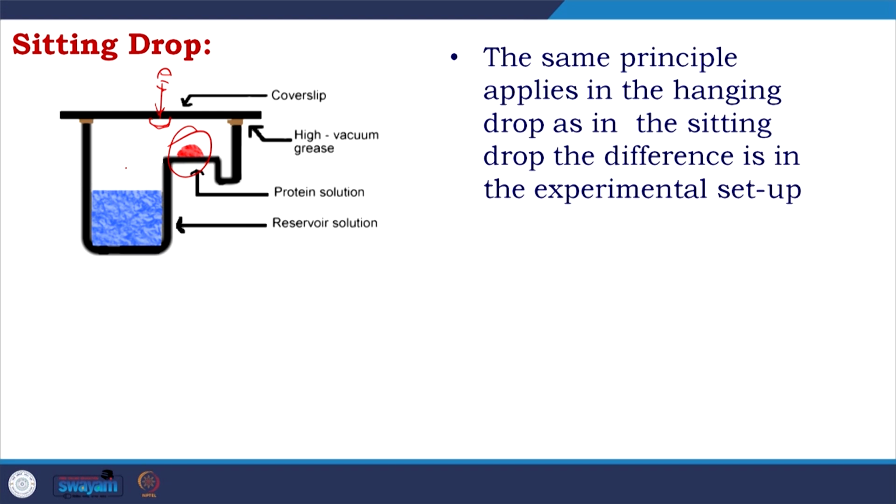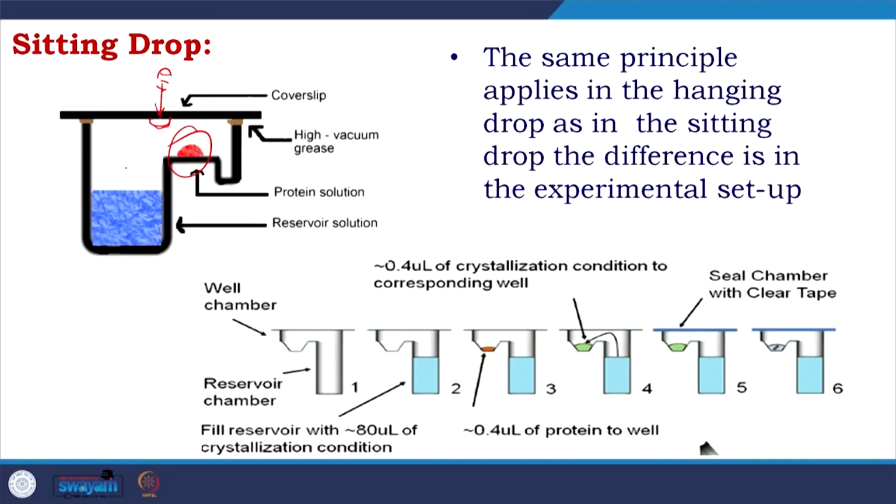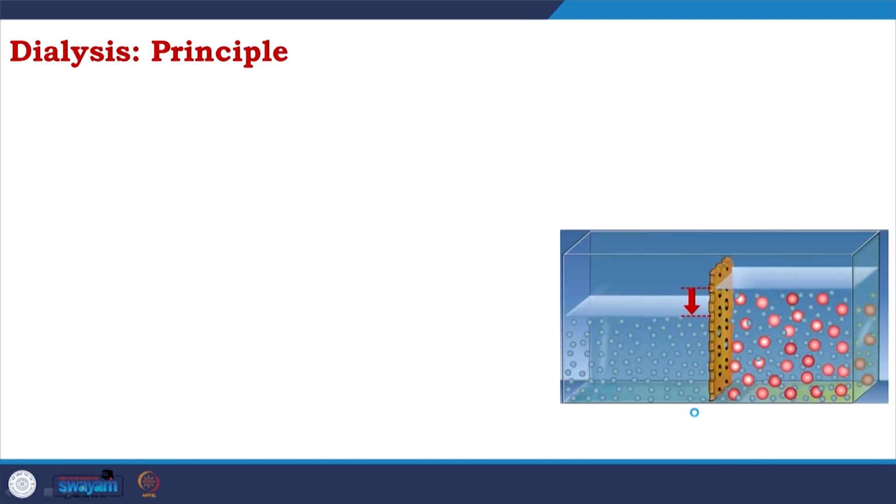Why? As I told, you don't know at the end which condition is good for crystallization. Today you think this, tomorrow you will come up with another. So that's where crystallization is so difficult. How to set it up? You have the reservoir chamber, then you fill it up with the reservoir solution and you take the protein, and then you seal the chamber and your thermodynamically closed sitting drop system is ready.